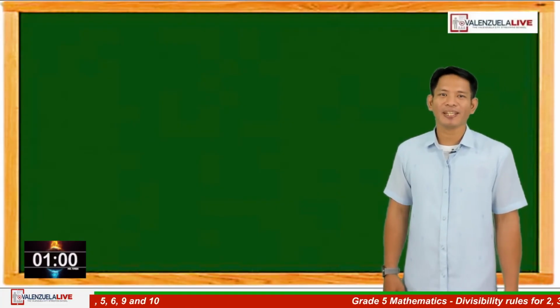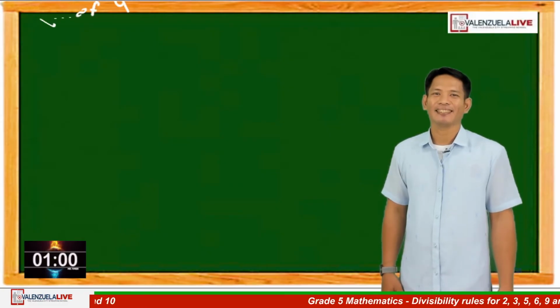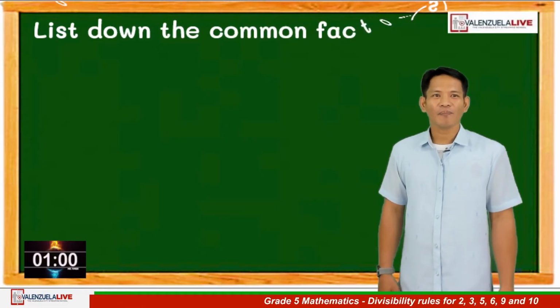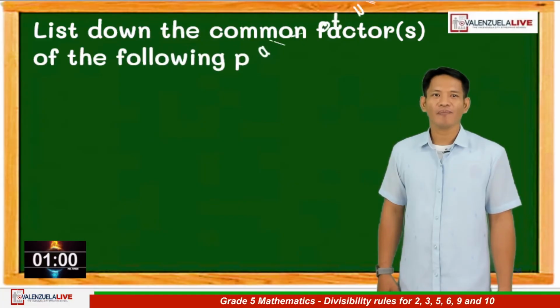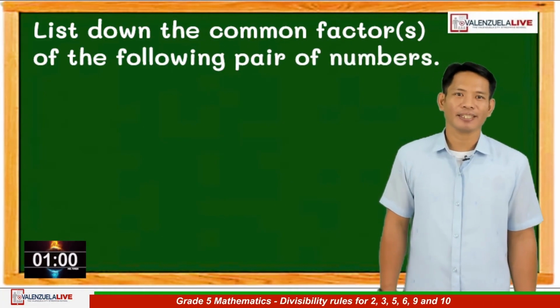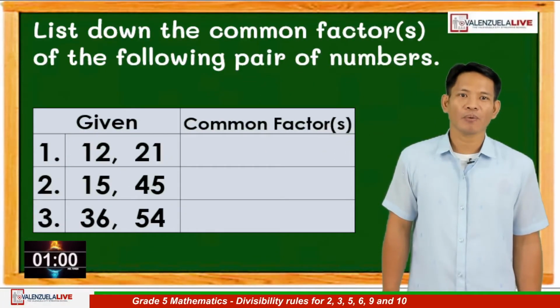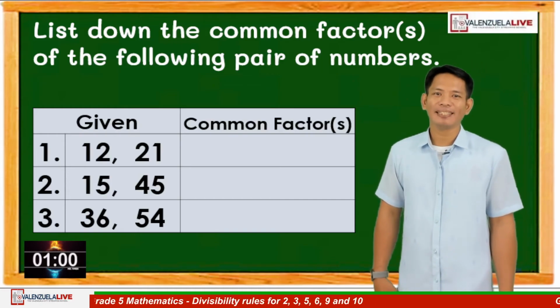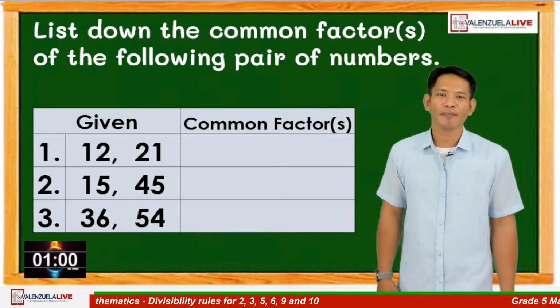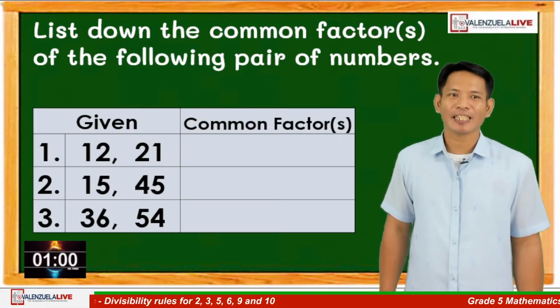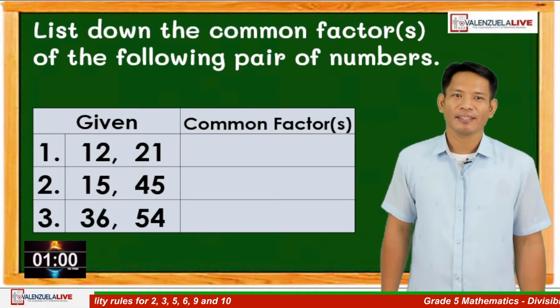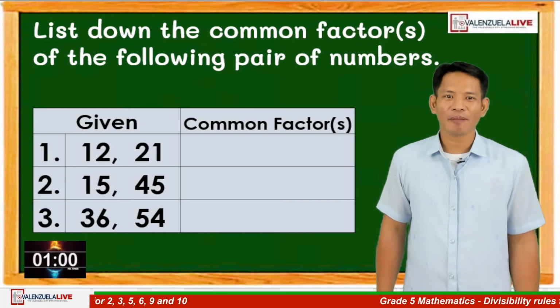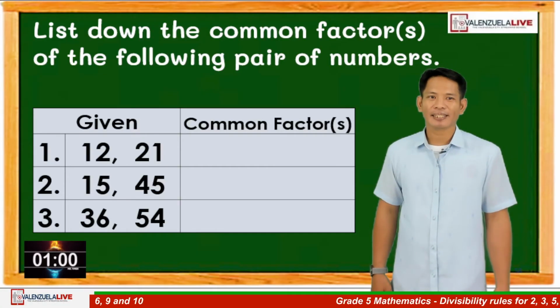We have a 1-minute activity. List down the common factors of the following pair of numbers. So we have in number 1, 12 and 21. In number 2, 15 and 45. In number 3, 36 and 54. So your 1-minute timer, grade 5, starts now.